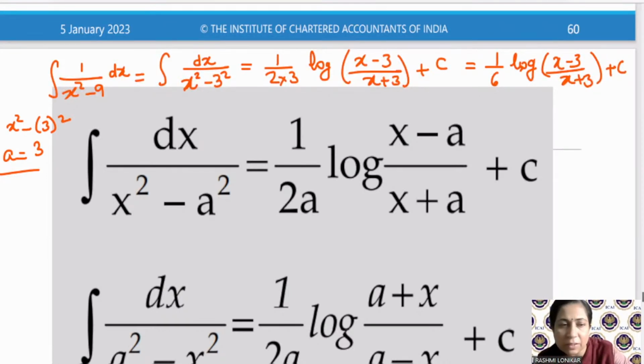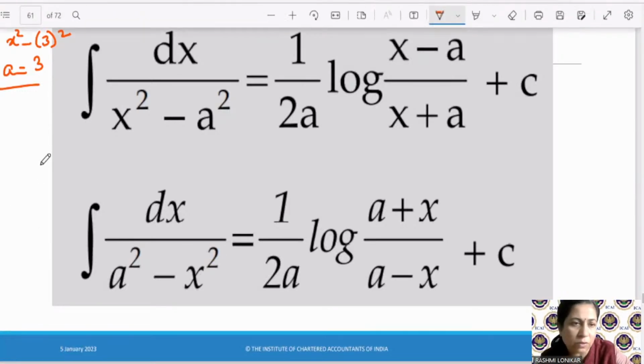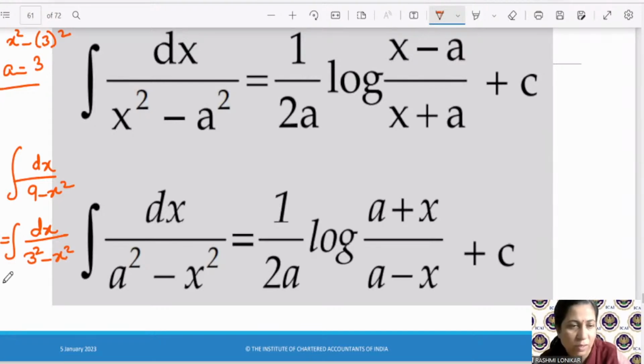Similarly, you may have it the other way around. You may have the question as integral of dx upon 9 minus x square. In this case, what will you do? This is integral of dx upon 3 square minus x square. What will be my value of a? a will be 3. So when I have this, it is 1 upon twice a log of a plus x upon a minus x. Okay, you have to find the value of a.